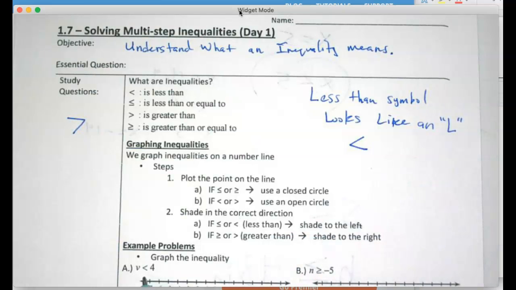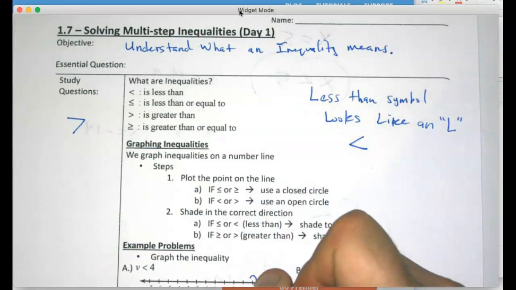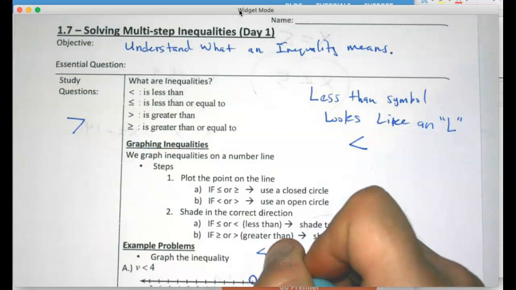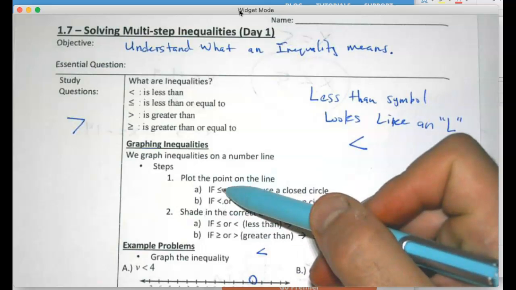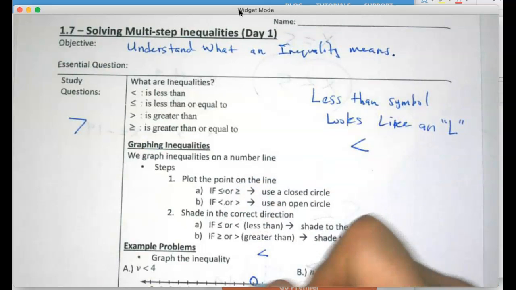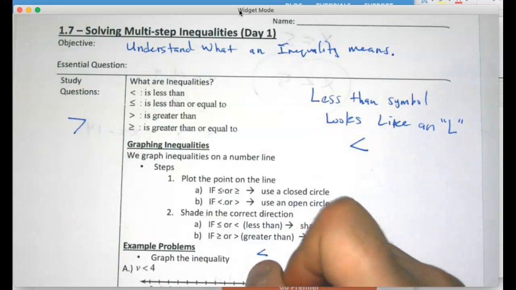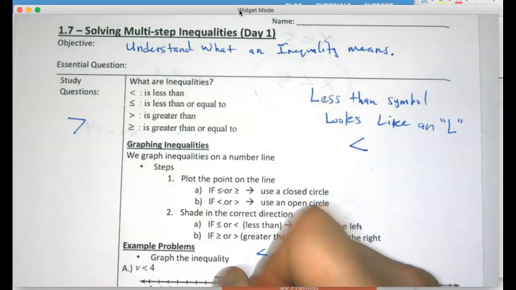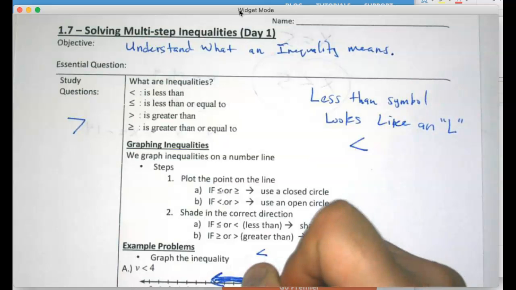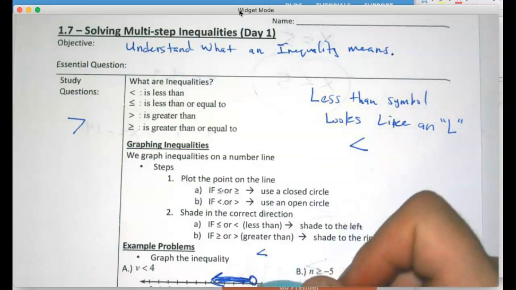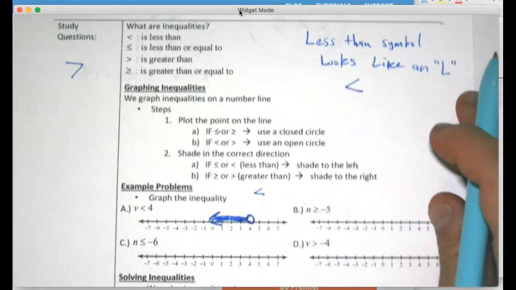Here I have V is less than 4, and so the 4 tells me that a circle goes at 4. The less than symbol, if you look back here, tells me to use an open circle, right? It doesn't say less than or equal to, it just says less than. So leave the circle open, don't shade it in. And it does say less than, which means shade to the left, or draw an arrow pointing to the left. So open circle at 4, shade left, meaning V has to be less than 4. V can't equal 4, but it has to be less than 4. Sorry if that wasn't on screen.